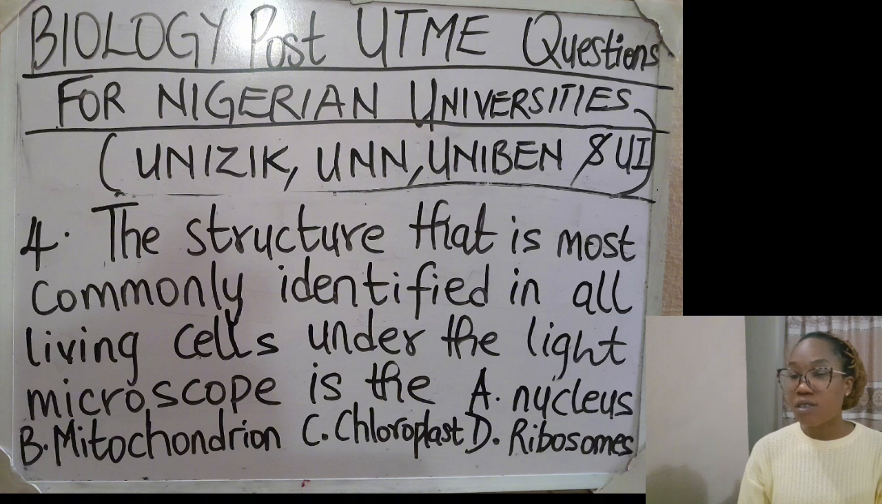The mitochondria, you will see it a little. Do you understand? But the nucleus, you must easily identify it when using a light microscope. So the answer to this question is option what? Option C, the nucleus. All right.